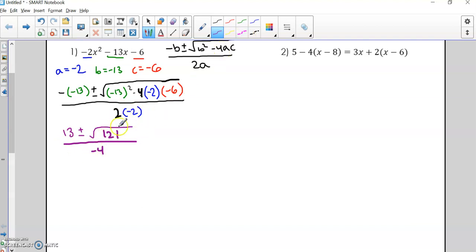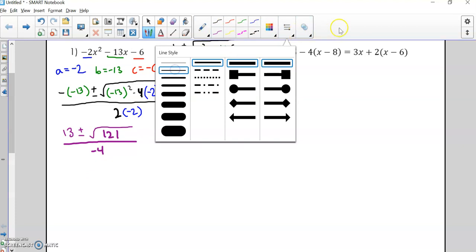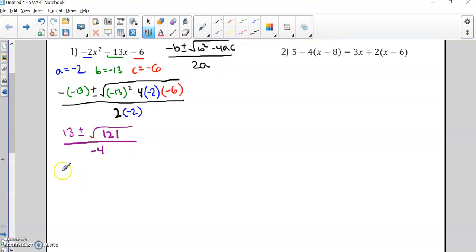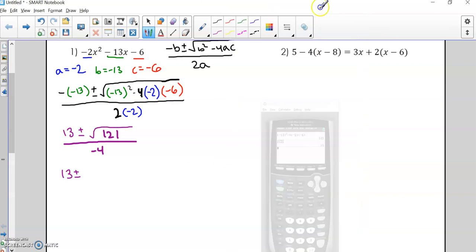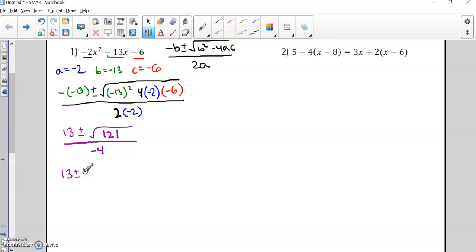So now we have one more step to simplify it before we can break off into our two answers, and that is to take the square root of 121. So 13 plus or minus the square root of 121, which is 11, and if you don't know that right off the top of your head, you again can type that into your calculator and you get 11. So now we have simplified this as much as we possibly can.